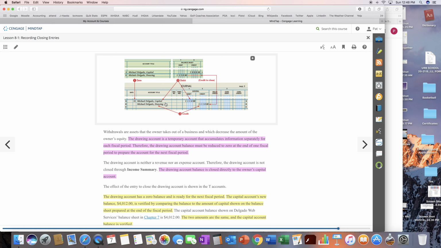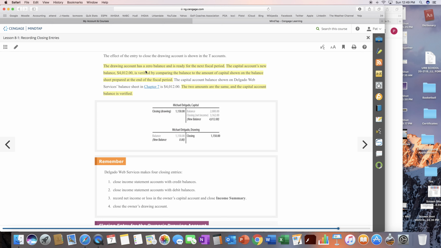which means we lower our capital by that amount. How do you lower capital? You debit capital. How do you get rid of a debit that we're trying to close out? If you get rid of a debit to close, you must credit it, just like we did with the expenses. Okay, so the drawing account's a temporary account. It accumulates over that fiscal period, which is our month. We need to get it reduced to zero. So how do you get rid of a debit? You credit it. And drawing lowers capital. How do you lower capital? You debit capital. Okay, and that's what they're telling you here.